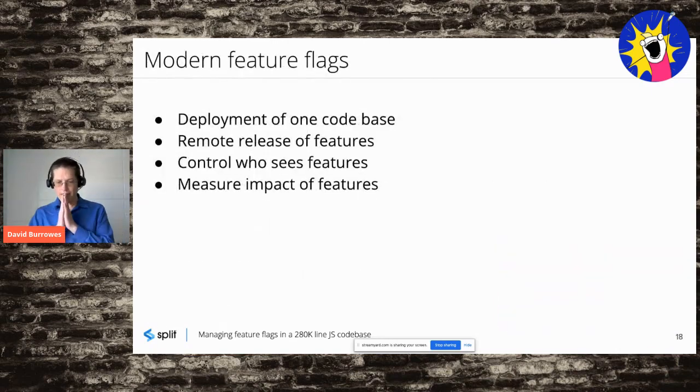So if you want to make use of feature flags in a modern context, you want all of these things. You want to be able to deploy your multiple features in a single code base. You want to be able to do the release of the feature, that is, separate the deployment of the code from the release of the feature to your customers, and you want the releasing process to happen separately. So for example, you deploy your code, and then later on the PM will go and decide when to release a feature or not. You also want to control exactly who can see the feature.